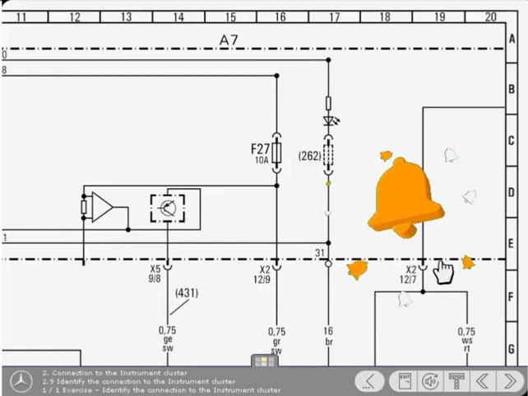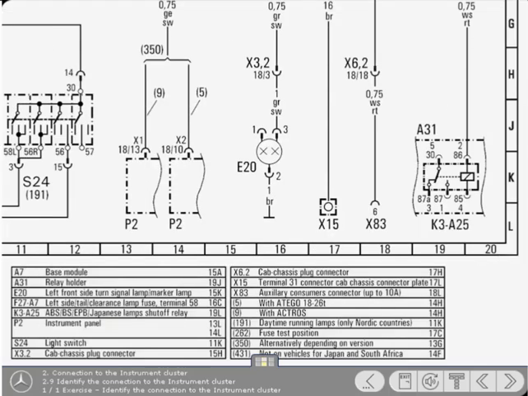The connection from the bulb monitor control unit to the instrument cluster is made via terminal 8 of connector X5 on the base module. Now use the interactive diagram to answer this question. On an Actros vehicle, to which terminal of the instrument cluster does the cable from the bulb monitor control unit connect? Click on the correct answer.